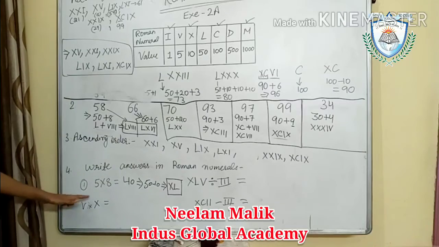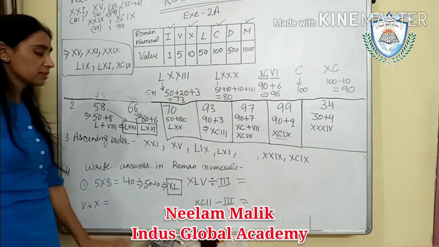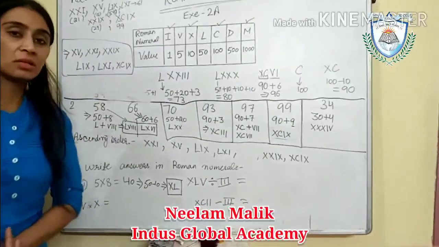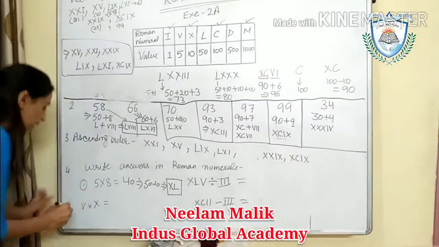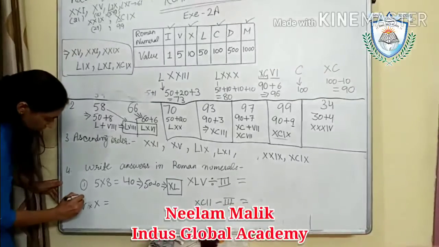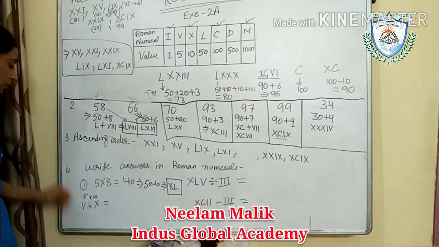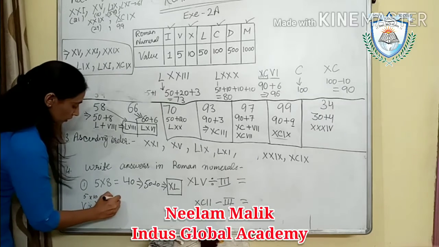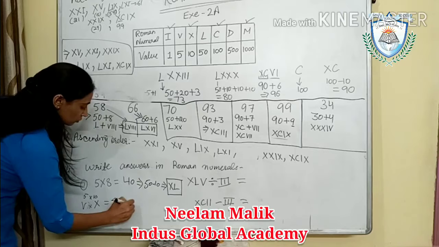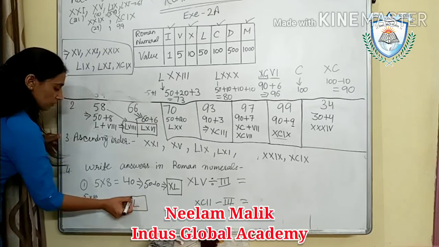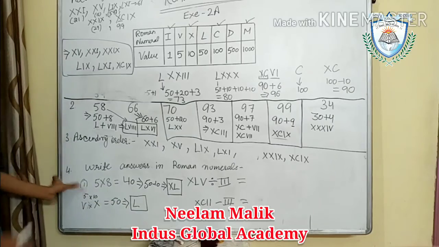Now here is V and X, and we have to multiply. V means 5 and X means 10. So we have to multiply 5 into 10. So that will be 50. How to write 50? 50 is only L. So this is your L.